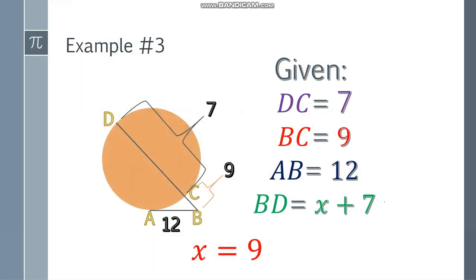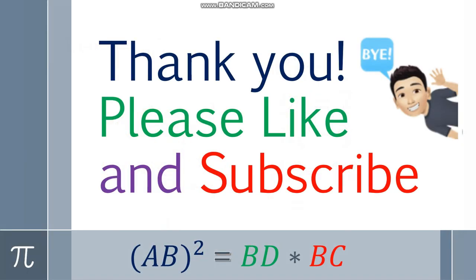And there you have it. We already found the value of X and we also know the value of BD. And that's the end of the lesson on how you're going to solve tangent-secant segment problems.